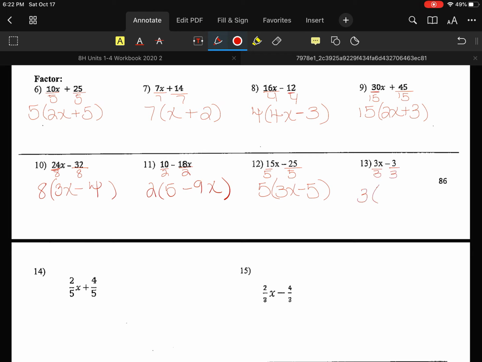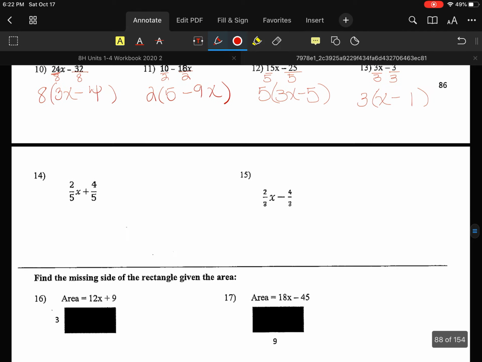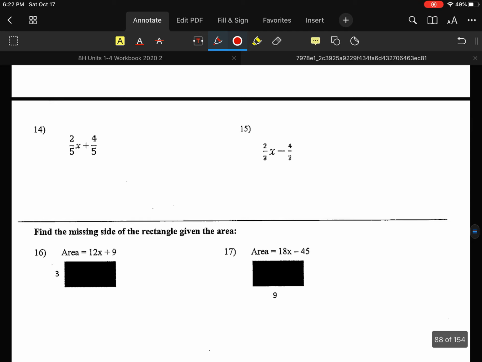Number 13, we have a 3 and a 3, so the GCF is going to be 3. It's the greatest number they have in common. It's the only number they have in common other than 1. So now I have x minus 1. Some of you want to put the 1x, that's fine as well, okay? And then 14 and 15 repeat the fractions that we talked about.